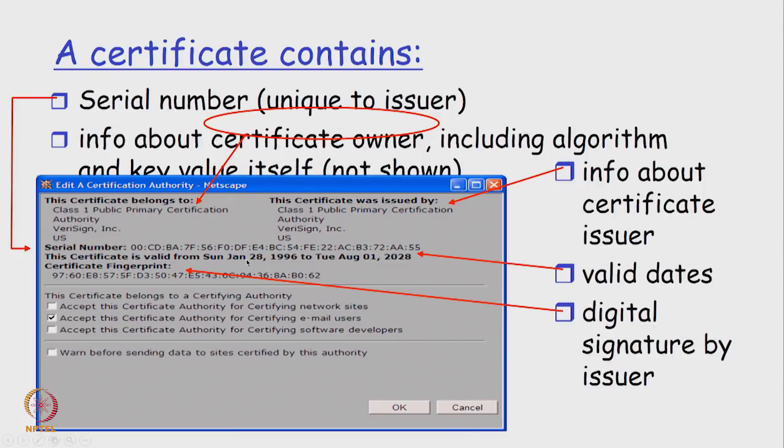Basically it says that it is valid from January 28, 1996 to August 1, 2028, and then it also gives you the digital signature by the issuer. What is the digital signature? All these things form part of your digital signature. To quickly recap: the serial number which is unique to the issuer, the information about the certificate owner, the valid dates, and then the digital signature by the issuer. So all these things can be taken care of.